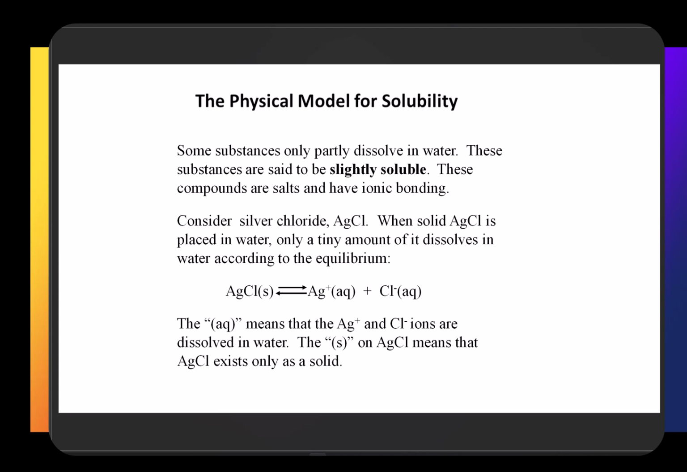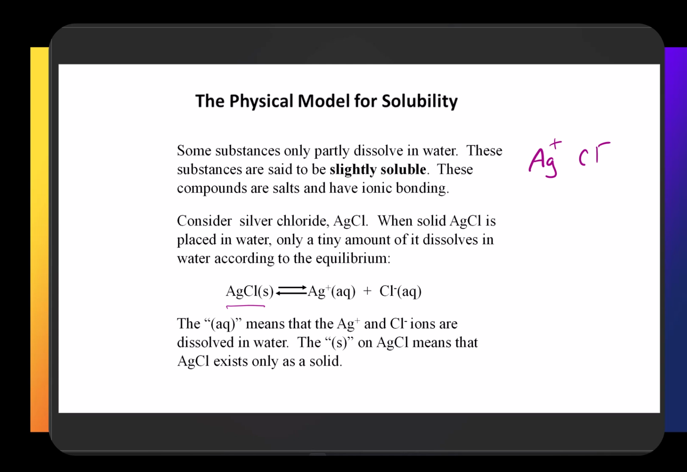Physical model for solubility. As our example, we'll take silver chloride. You should know that silver ion always carries a positive 1 charge. That's something that you should just memorize. For this transition metal, there aren't more than one oxidation state. So that's why we have the formula AgCl for silver chloride, because the silver is a positive 1 and chloride is a negative 1. We just need one of each to make the entire salt neutral. Because it's partly soluble, it's going to dissolve according to an equilibrium reaction.